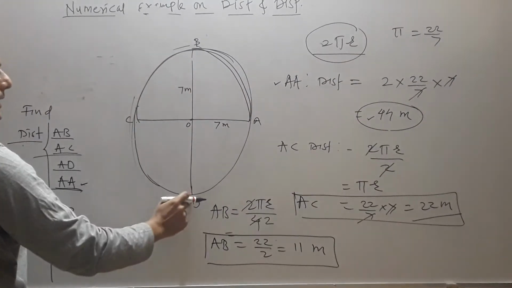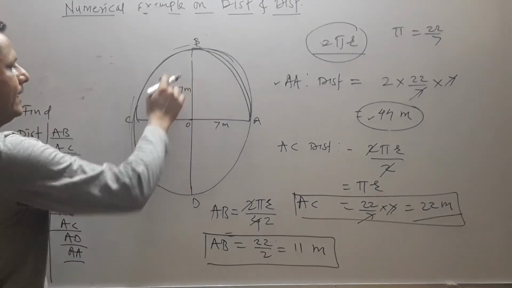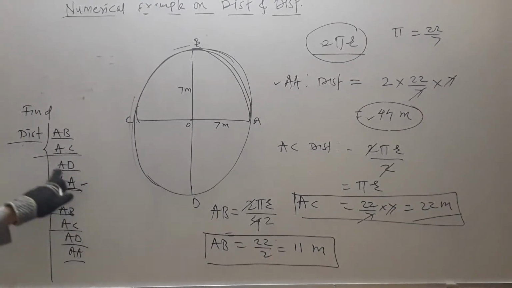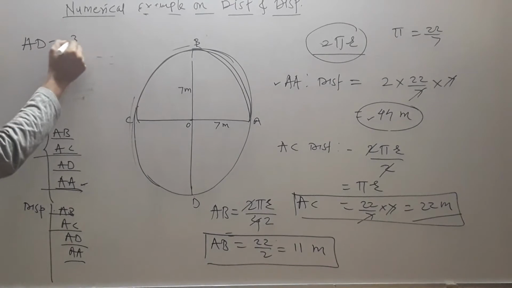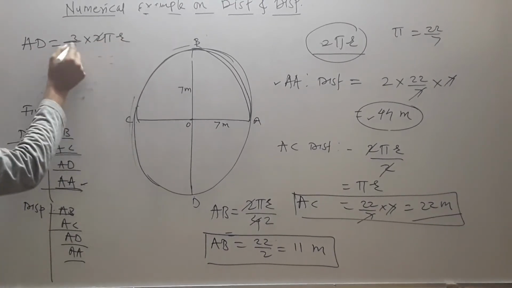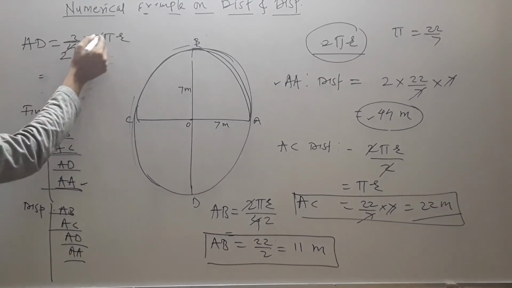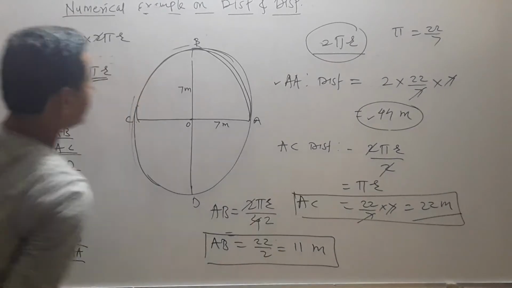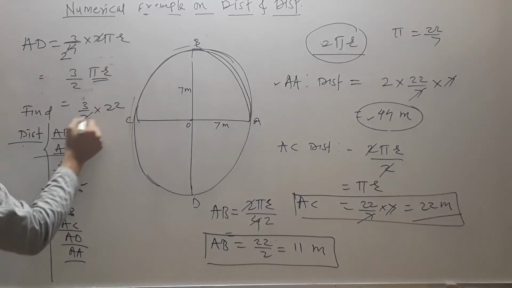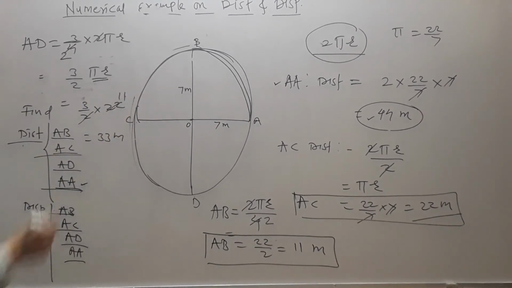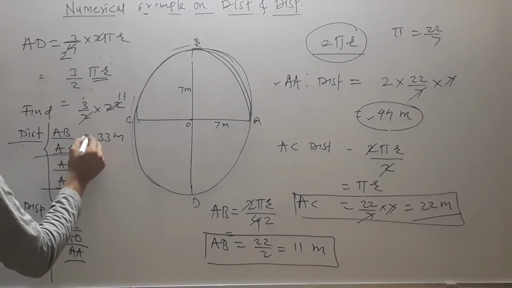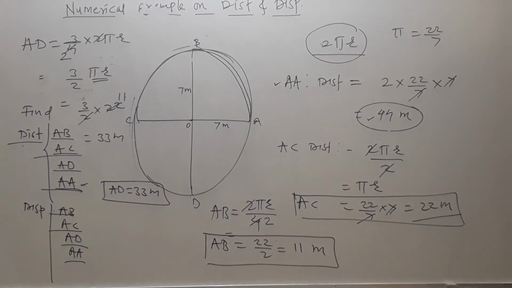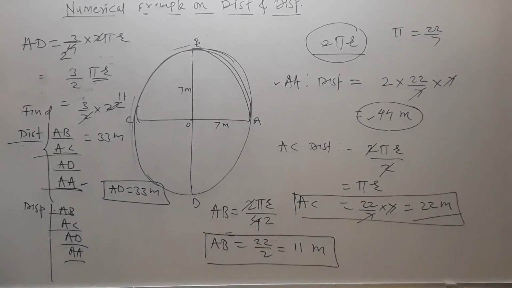Now what about AD? First, second, third. It is the three-fourth part of the total. So calculating the distance AD, I can use 3 by 4 into 2 pi r. This gets 2 into 2, so here we get 3 by 2 pi r. The pi r value I have already mentioned is 22. So 3 by 2 into 22, that is 11 into 3, 33. So here the distance AD is 33 meters. You got how I calculated the distance AB, AC, AD, and the total A is 44 meters.